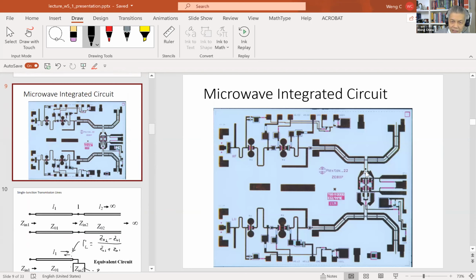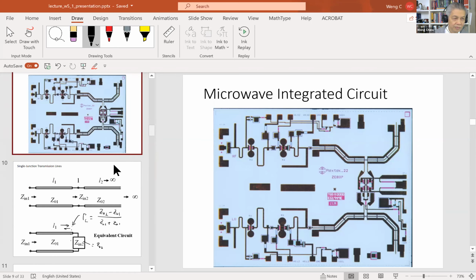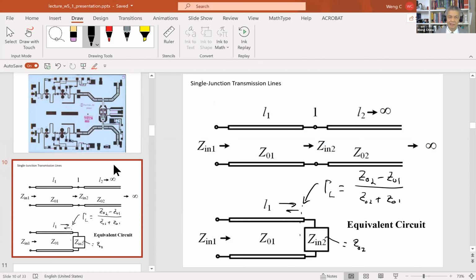It looks very complicated like this, and there are all sorts of things on here. There might be even transistors, diodes, and different kinds of nonlinear devices. But you see that transmission lines are a very, very instrumental part of this circuit. They are used to connect things together. So we'd like to study how to connect two transmission lines together in this lecture.